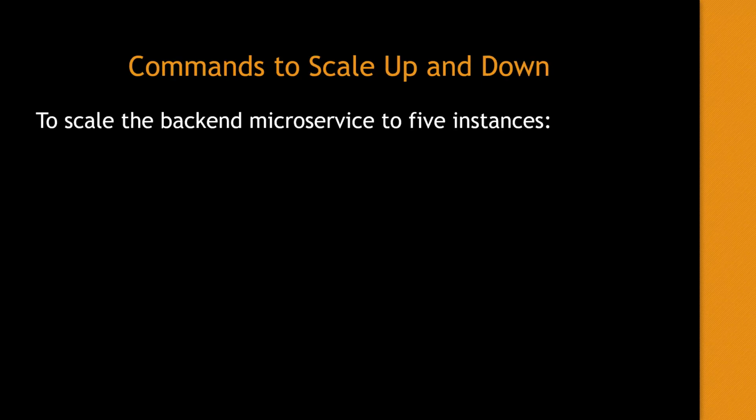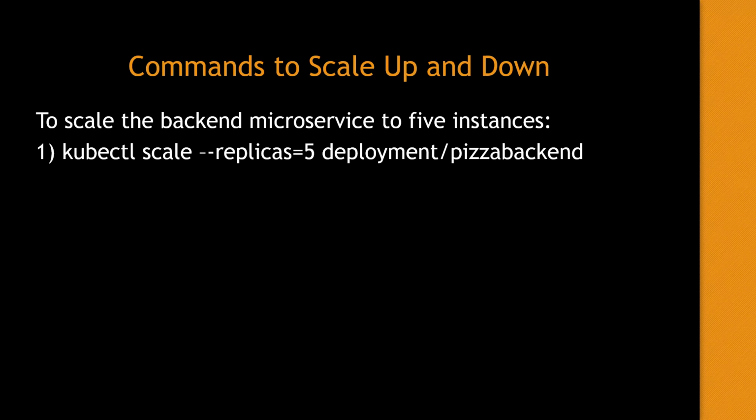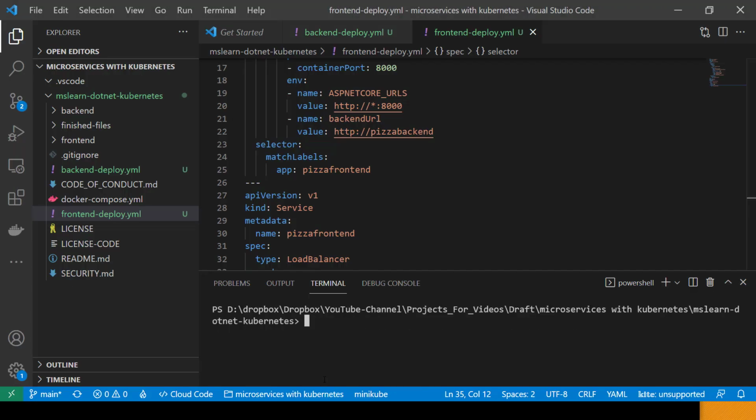And these are some of the commands to scale up and down. To scale the backend microservice to 5 instances, we issue this command: kubectl scale --replicas=5 deployment/pizza-backend. Okay, so we'll do that practically. We'll just clear the screen and start once again.